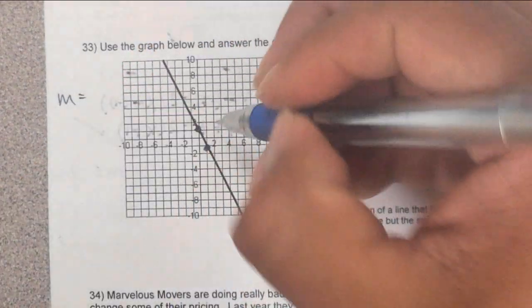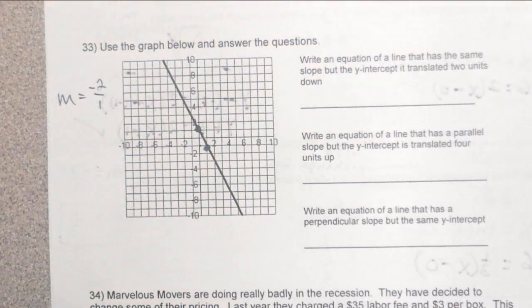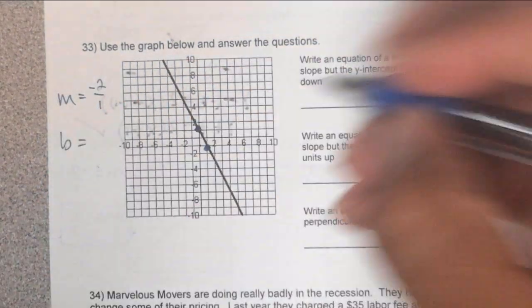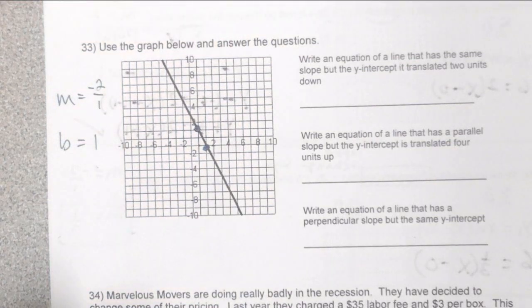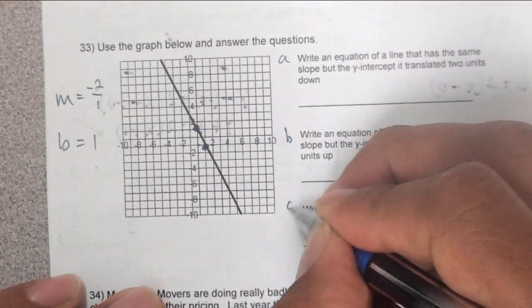M for this graph is 1, 2, 1. So I leveled down, so that's -2 over 1. What is the y-intercept? Let's look at the y-intercept. The y-intercept is 1. So there you go. You got it. Alright, let's take a look at A, B, and C.